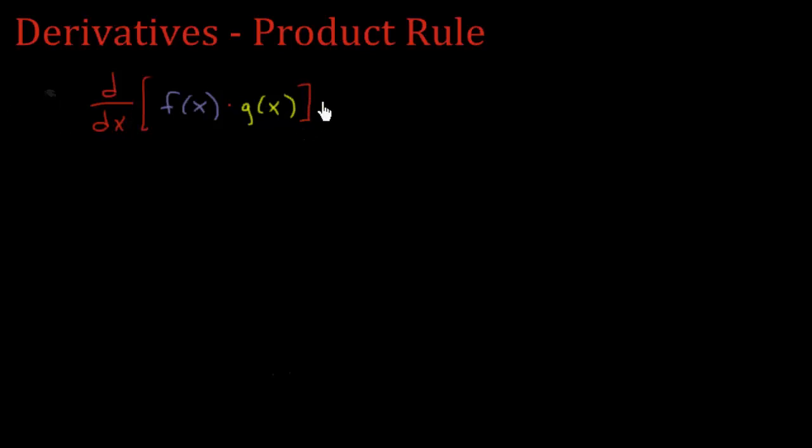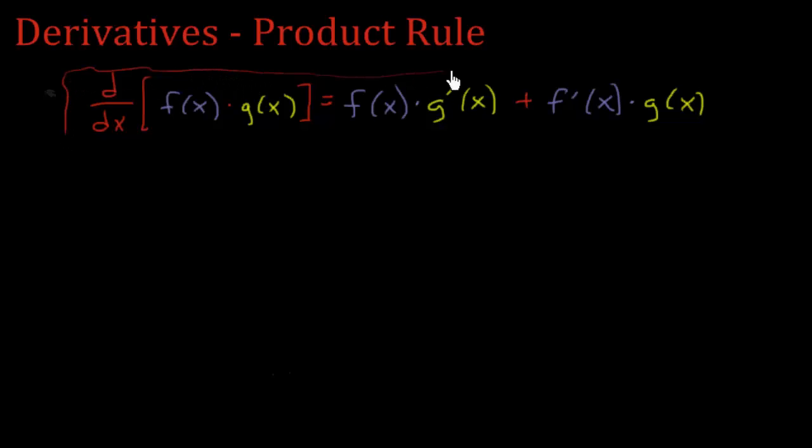Okay, so the product rule works like this. You're going to take f of x and multiply by the derivative of g. So it's going to be f of x times g prime of x, plus, and then you're just going to switch it around. You're going to take the derivative of f, which is f prime, times g of x, which you leave alone. So this is the product rule.